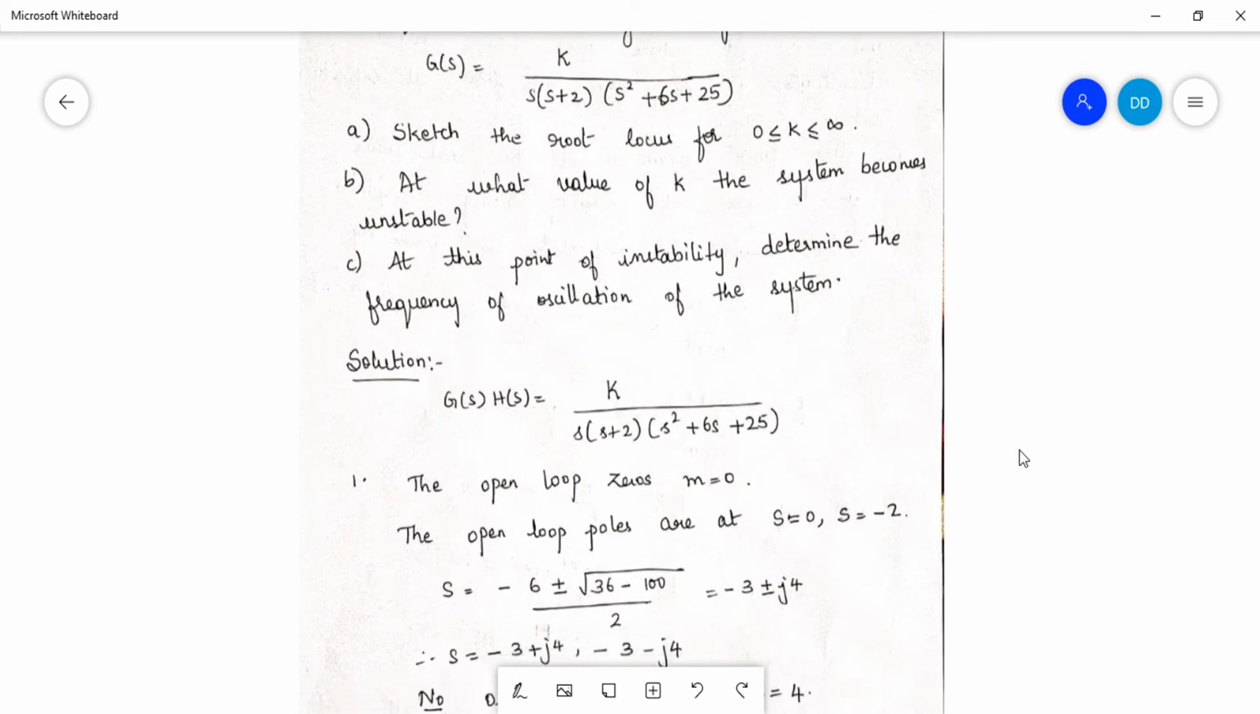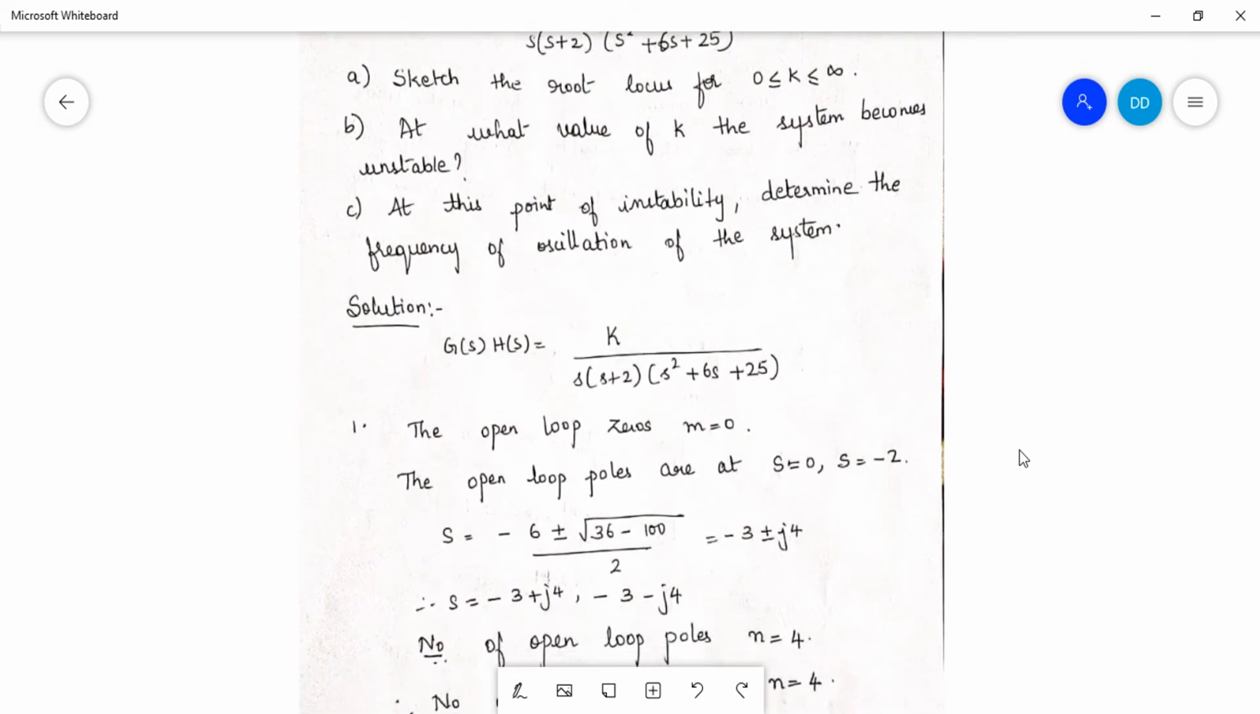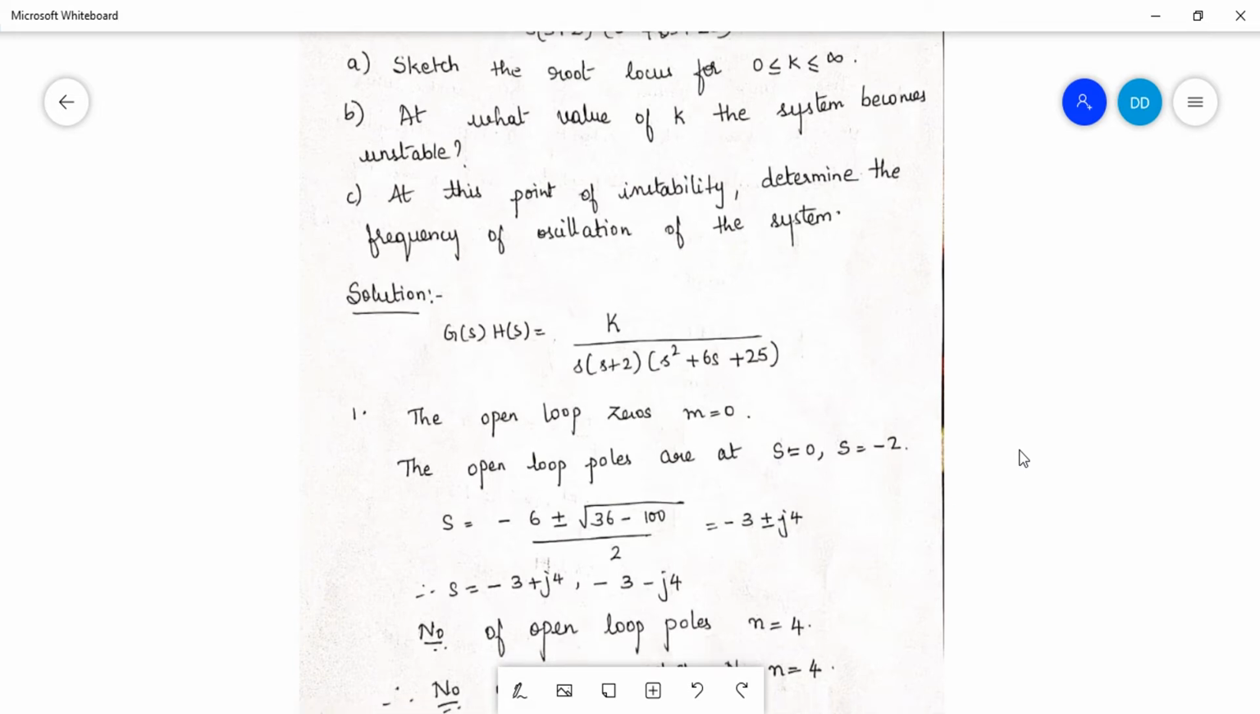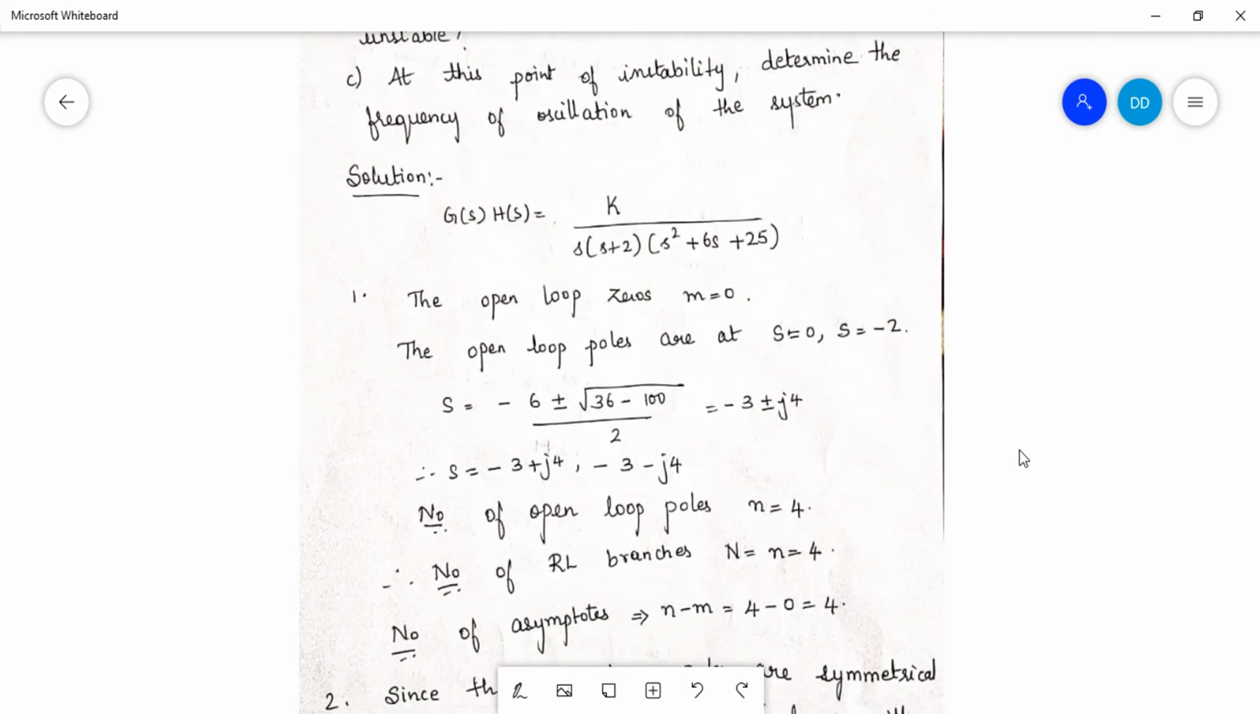In the numerator we have only k, which is the gain of the system, hence the number of open loop zeros m is equal to 0. Next comes the open loop poles. The open loop poles are at s equal to 0, s equal to minus 2, and on solving s square plus 6s plus 25, the roots we obtain are minus 3 plus j4 and minus 3 minus j4. Therefore, the number of open loop poles is equal to 4.